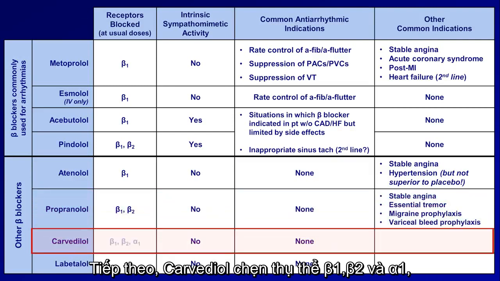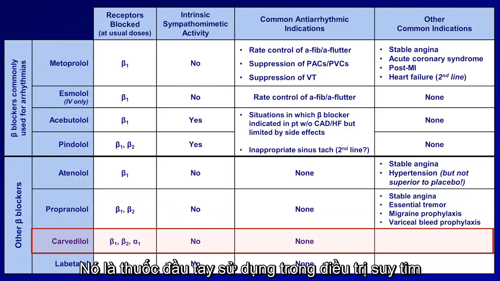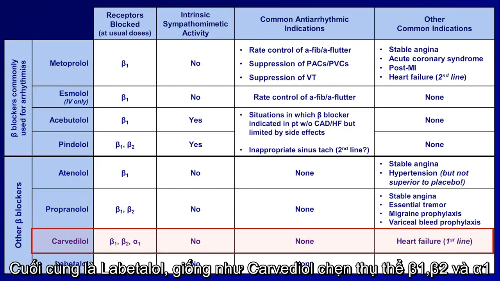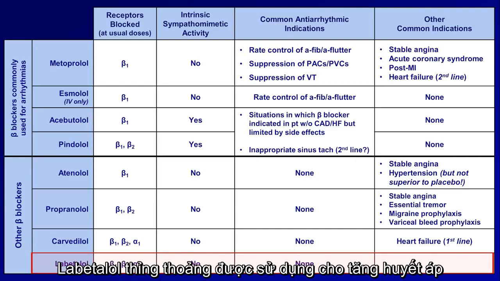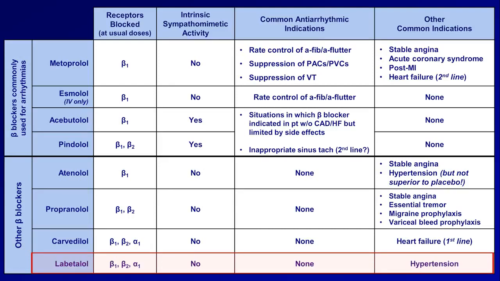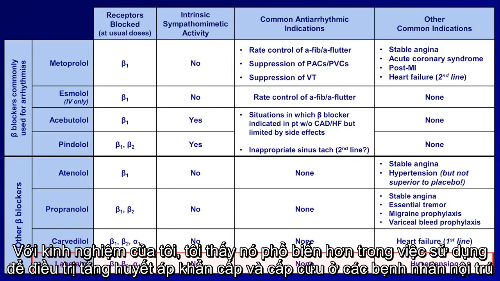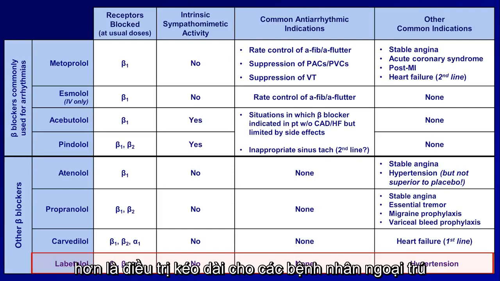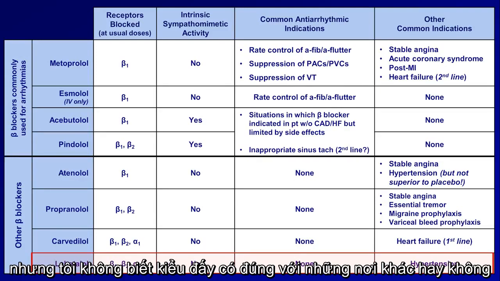Next, carvedilol blocks beta-1, beta-2, and alpha-1 receptors. It is the first-line beta blocker to use for treatment of heart failure. And last is labetalol, which, like carvedilol, blocks beta-1, beta-2, and alpha-1 receptors. Labetalol is occasionally used for hypertension. In my experience, I see it more commonly used for treatment of hypertensive urgency and emergency among inpatients than I do as chronic treatment among outpatients, but I don't know if that pattern holds true other places.